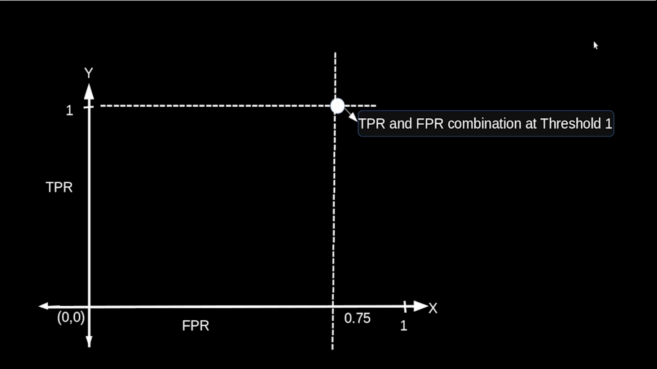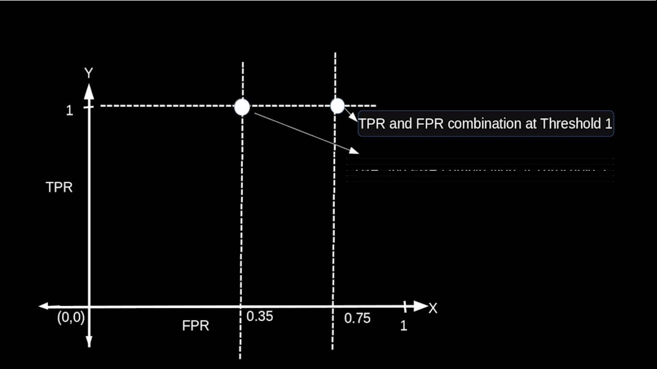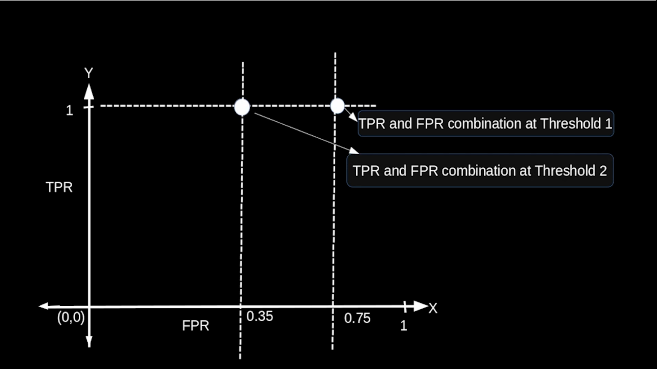Now let's draw the second point on our ROC curve, that is the combination of true positive rate and false positive rate at threshold 2. So we have true positive rate equal to 1 and false positive rate equal to 0.35 at threshold 2. So this is the point of combination between true positive rate and false positive rate at threshold 2.